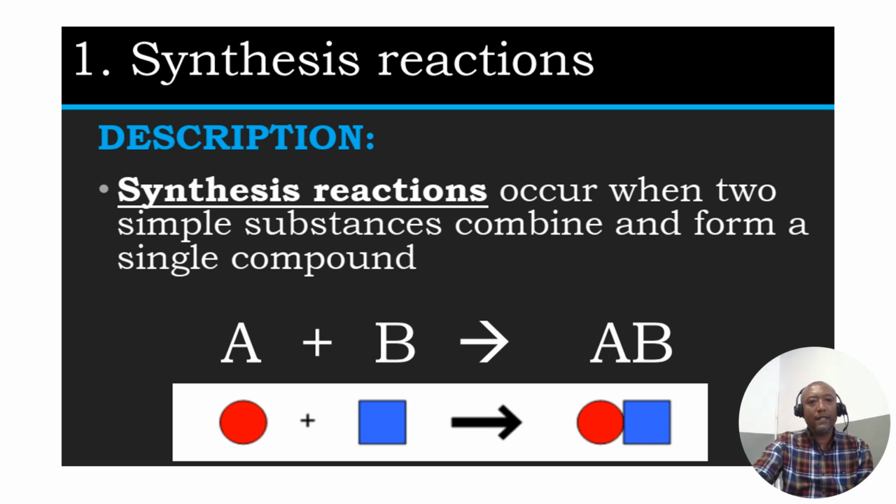First, synthesis reaction. What's the description of this synthesis reaction? Synthesis reaction occurs when two simple substances combine and form a single compound. As you see here, A combined with B and AB is formed. When two things unite together and only one single product is formed, we can call it synthesis or combination type of reaction.